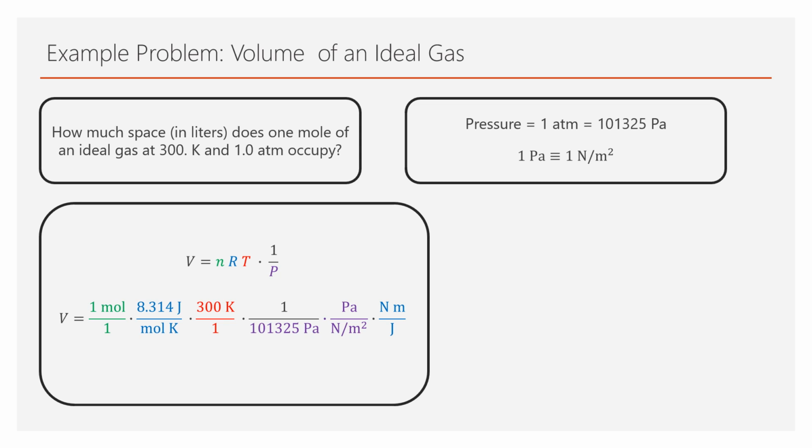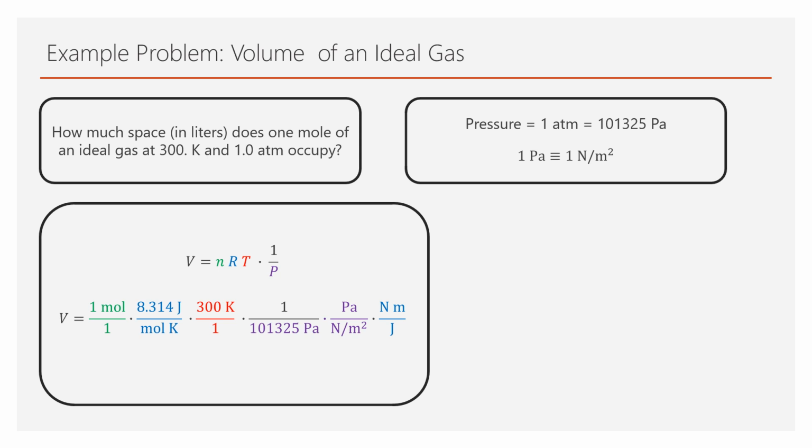The second factor is the ideal gas constant, and it is in blue. The third factor is the absolute temperature. The fourth factor is the reciprocal of the pressure, which I've just plugged in the value in pascals. The factor after that converts pascals into newtons per square meter. And then the final factor converts joules into Newton meters, which is needed to convert the joules and the ideal gas constant into Newton meters.